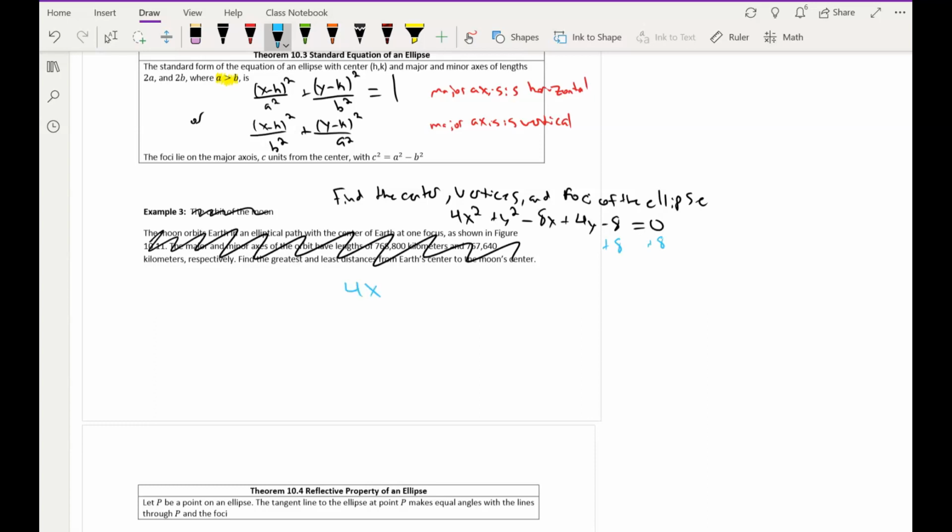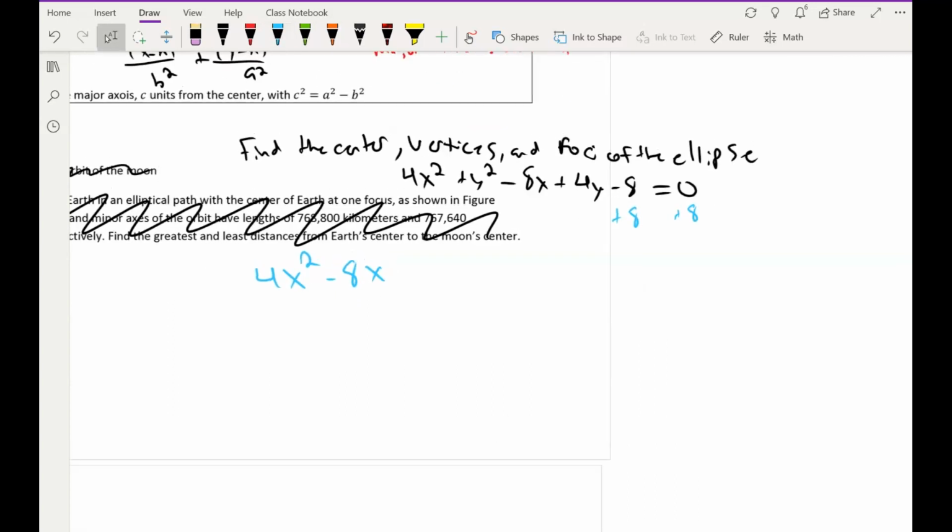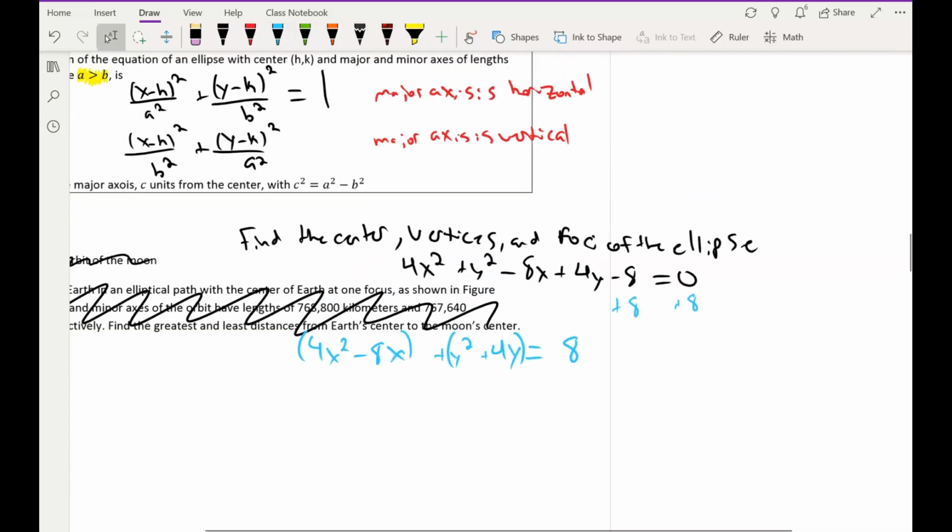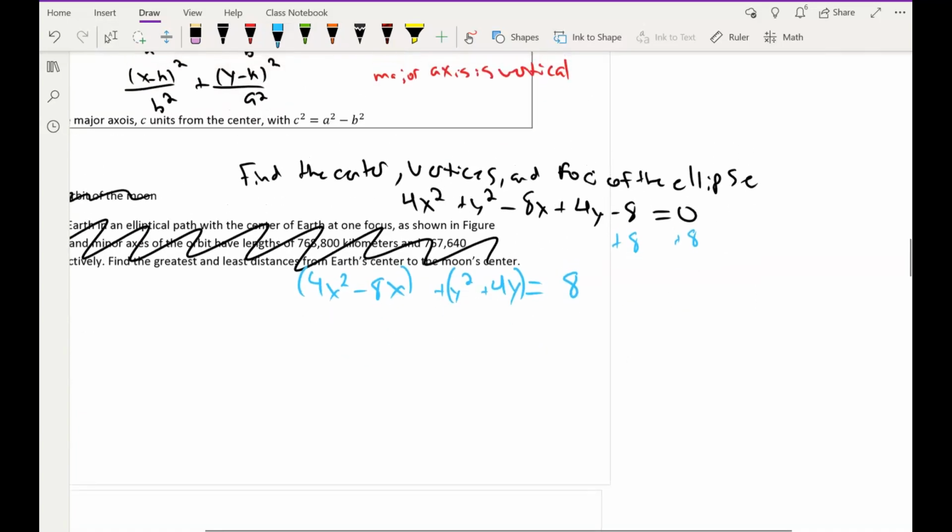So I have 4x squared. Well, the linear term that corresponds with that is negative 8x. I'm going to erase this, save myself some room. I have 4x squared minus 8x, and then move the y terms together. Then I have plus y squared plus 4y, and that's all equal to positive 8. We want to look at these things individually and basically factor them and complete the square. That way we have some x minus h squared plus y minus k squared over something.